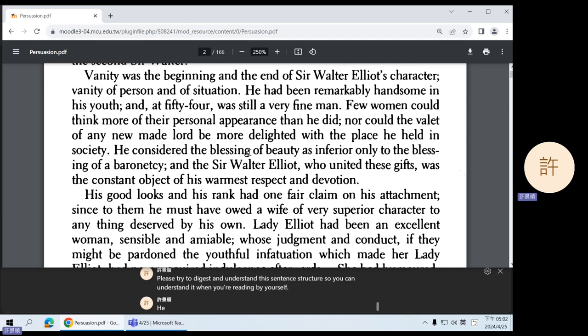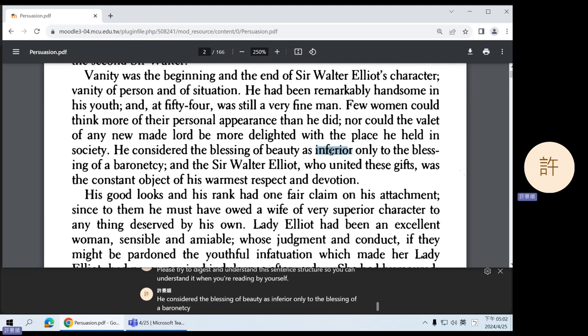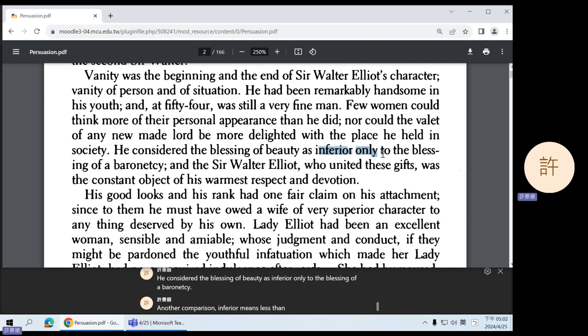He considered the blessing of beauty as inferior only to the blessing of a baronetcy. Another comparison, inferior means less than. Inferior only to. So we have a ranking. Number one, he is a noble. Number two, he still looks pretty good. In his mind, these are the two most important things. Right? Beauty is only worth less than his noble status.